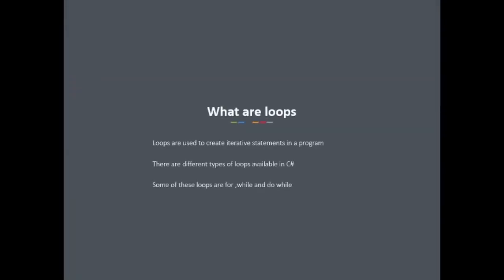So what are loops? Loops are used to create iterative statements in a program. There are different types of loops available in C Sharp. Some of these loops are for, while, and do while. How does a for loop work? And how does a while and a do while loop work? Let's see through an example.